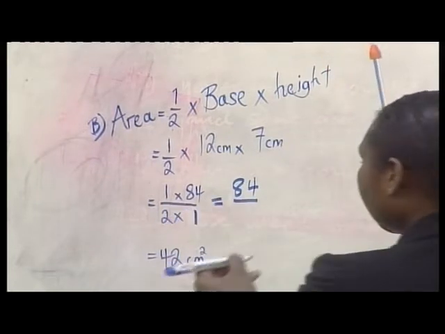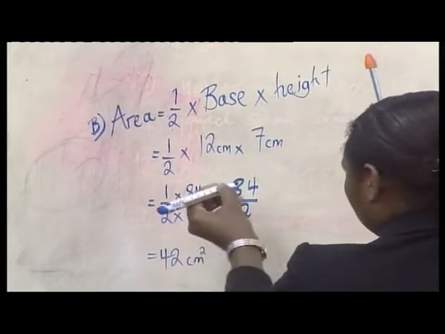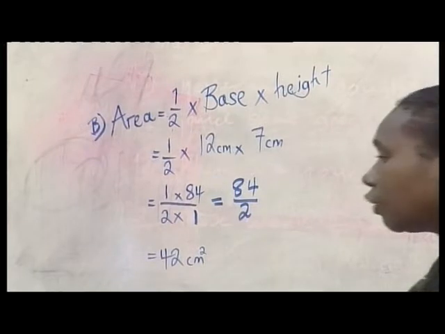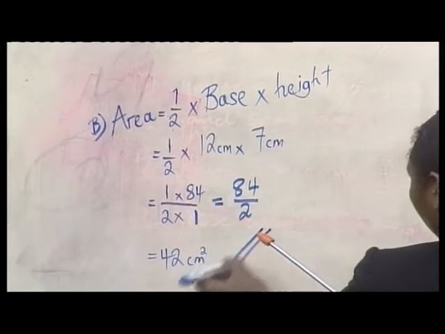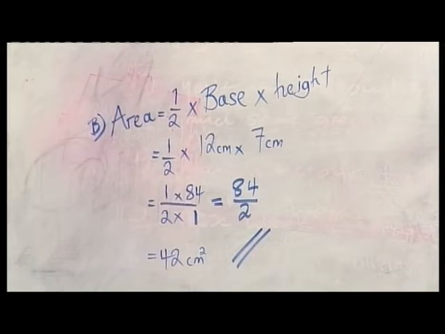Over 2 times 1 is 2. Simplify that. You should come up with the final answer as 42 square centimeters. So these are the correct answers to the two exercises that you were supposed to work out in your previous lesson. We will now move on to our lesson topic for today.